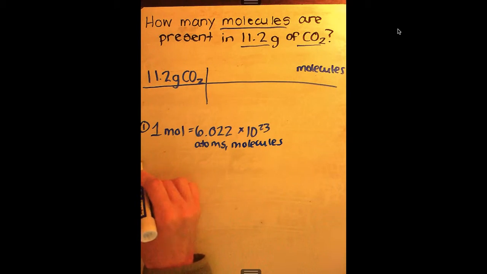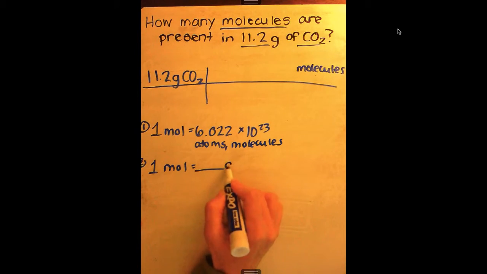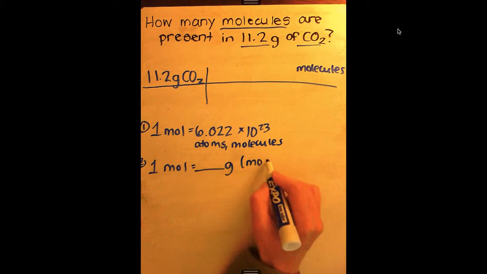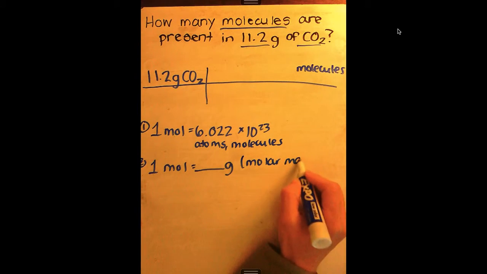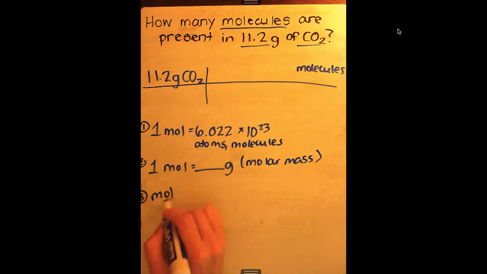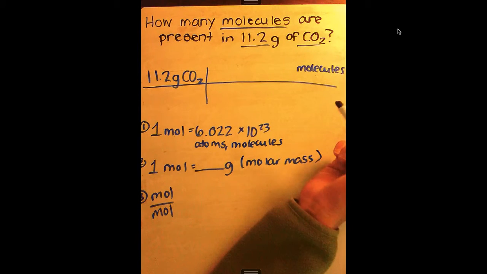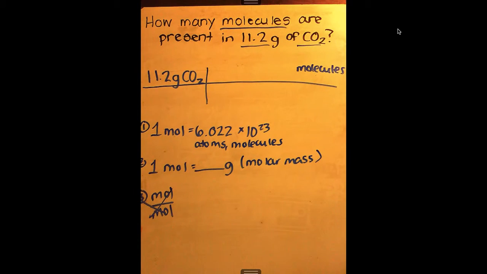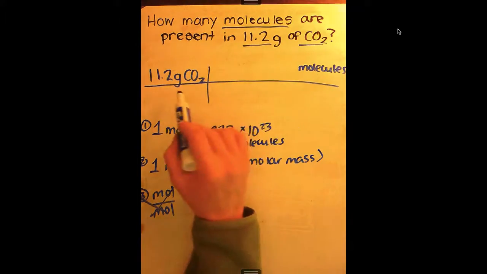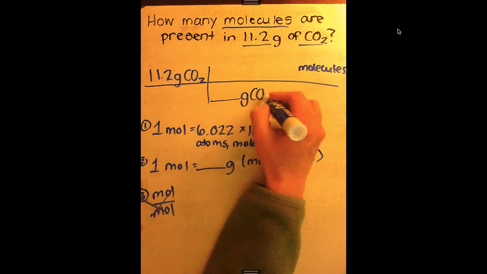The second conversion factor that we said is 1 mole equals grams, and this was the molar mass. Okay, and the third one that we've talked about is mole ratio, which we don't even need because there's no two substances. We're staying within the same substance, so there's no reason to use this conversion factor. Let's start by doing what we always do, and that's by dropping down our units. So we're going to drop down grams of CO2.